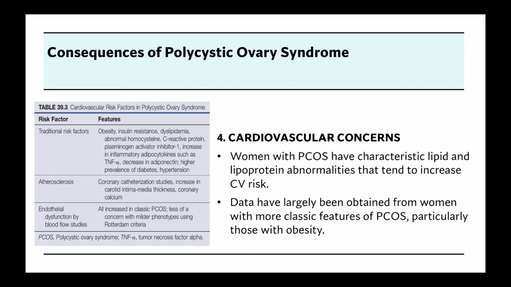Another consequence of PCOS is the development of cardiovascular disease. Women with PCOS have characteristic lipid and lipoprotein abnormalities that tend to increase cardiovascular risk, and data have largely been obtained from women with more classic features of PCOS, particularly those with obesity. In this table, we see the traditional risk factors: obesity, insulin resistance, dyslipidemia, abnormal homocysteine, C-reactive protein, plasminogen activator inhibitor 1, an increase in inflammatory adipocytokines such as TNF-alpha, a decrease in adiponectin, and a higher prevalence of diabetes and hypertension.